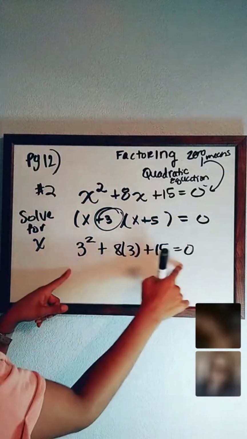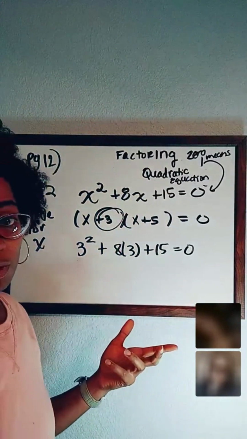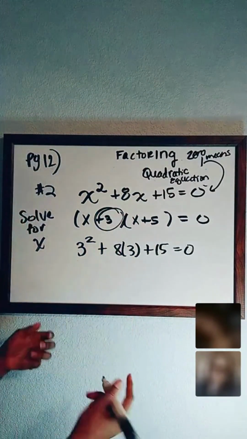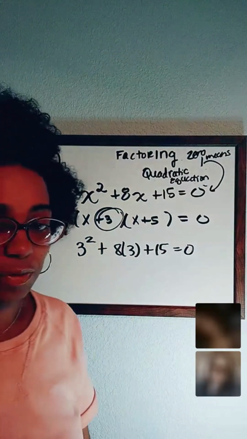This is not going to work whenever you do it. It's not going to give you 0. Okay? It's not going to give you 0. But the -3 and the -5 will give you 0.